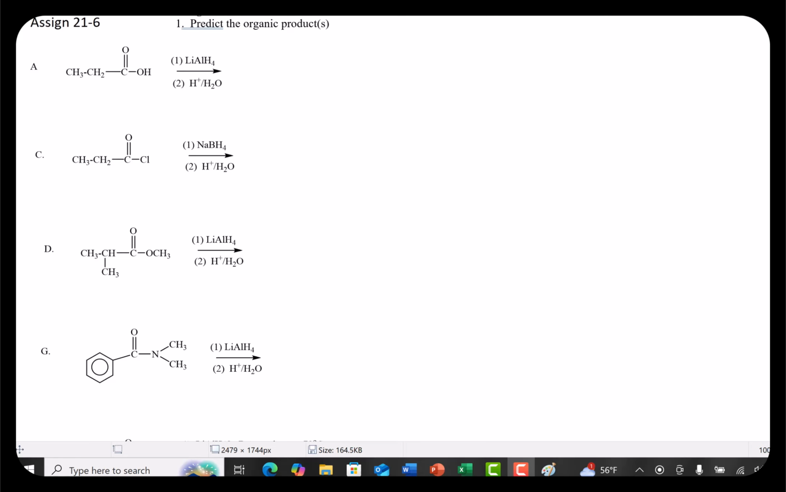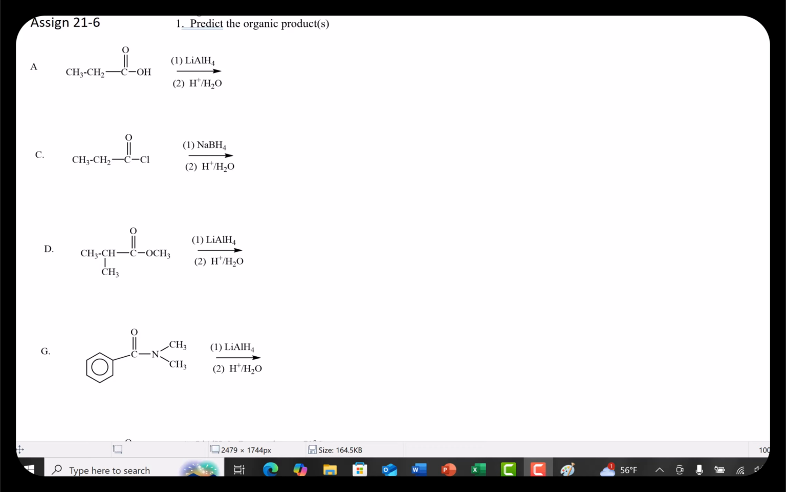Now we've got an ester reacting. Esters, like carboxylic acids, undergo reduction. All right, and they generally are reduced using the appropriate reducing agent to the alcohol. The exception is the amide. The amide reduces to an amine. So reaction D is going to produce a primary alcohol. Reaction G, there's the amide, and that's the exception.